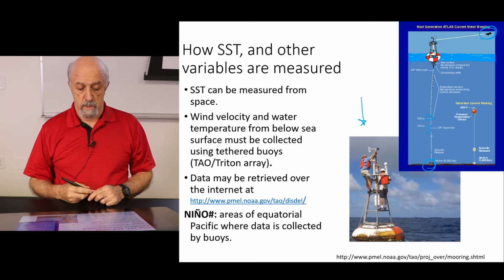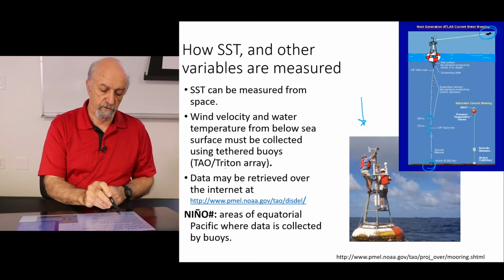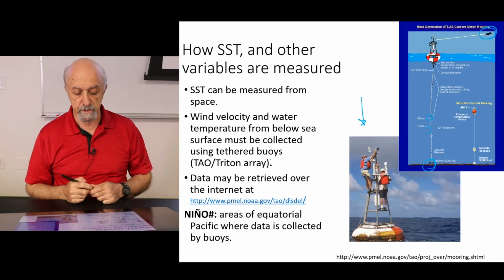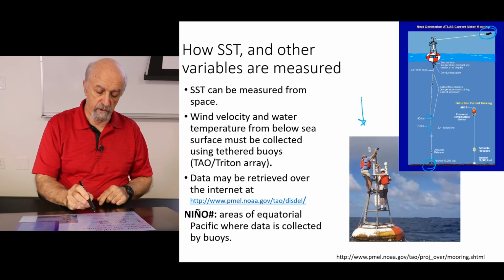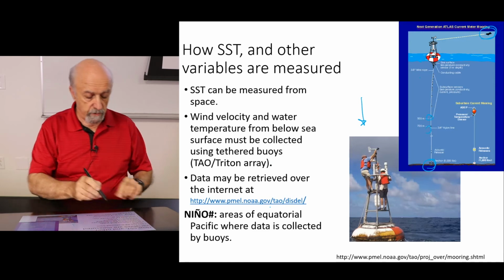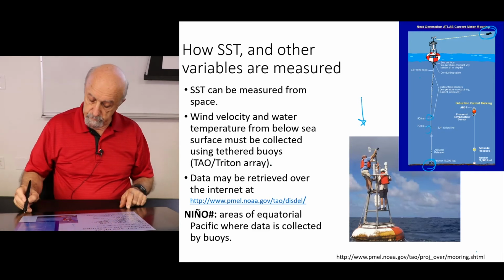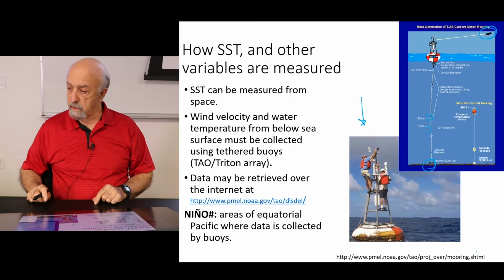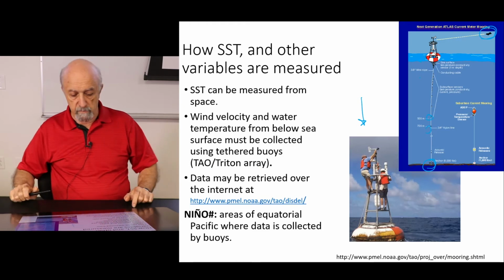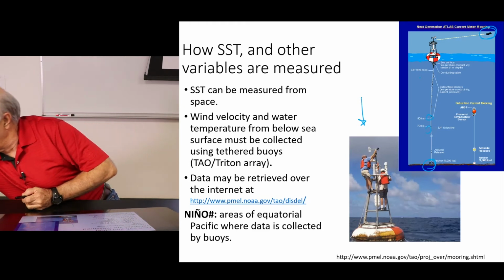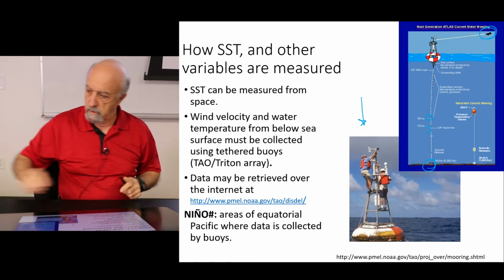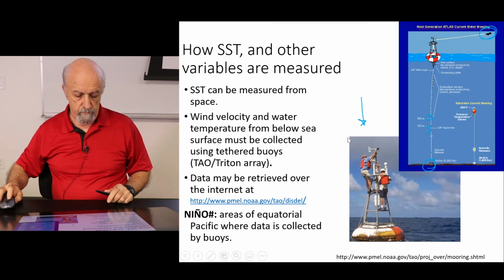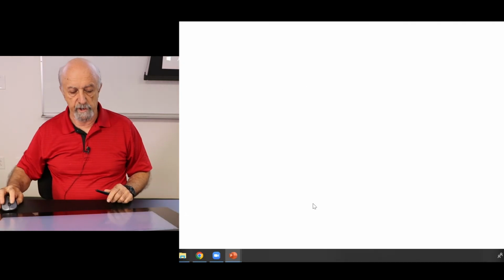So this is called the TAO, Triton Array Observation System. If you do want to see it, it's a way to see real data, and actually you got to go to this link in here, and you get a real-time observation of the data being produced right now.